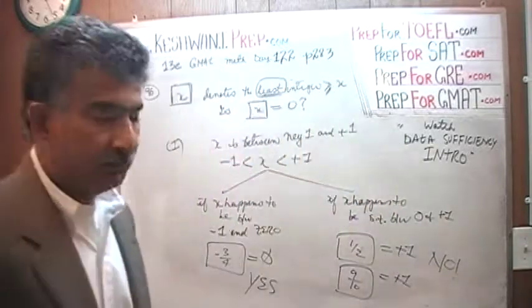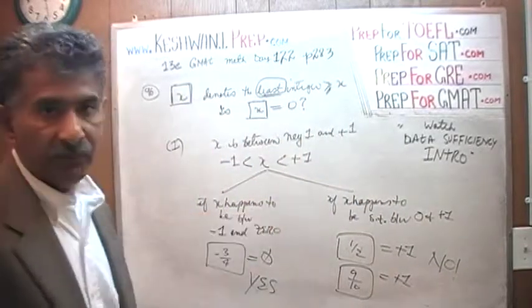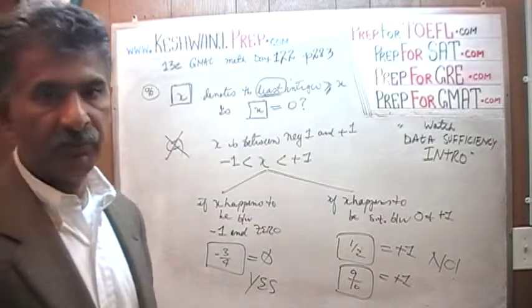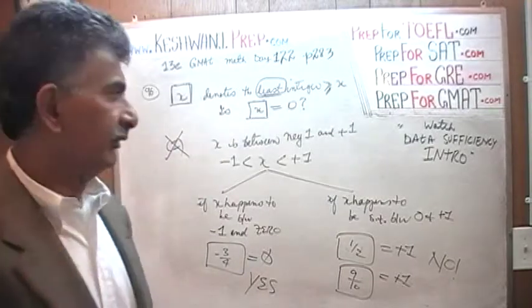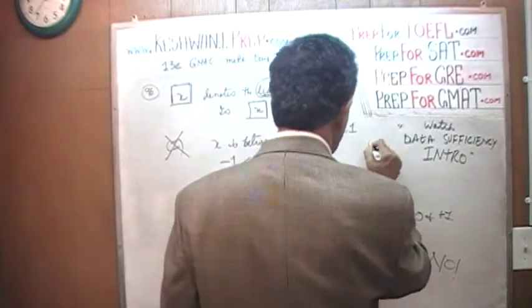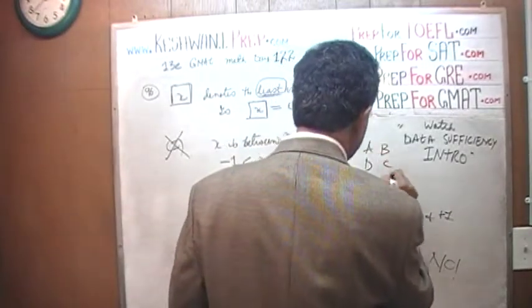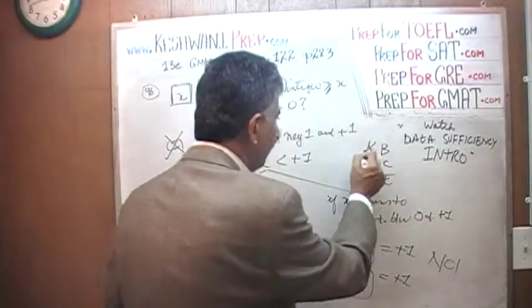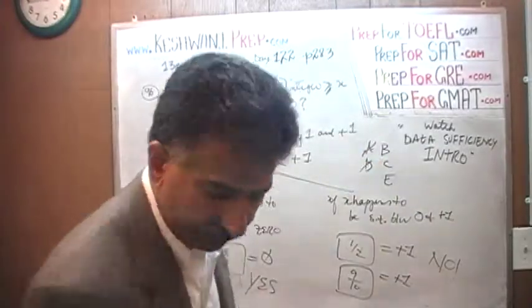We can't really tell, because it goes all the way from -1 to +1. So the first statement does not give us a definitive answer. First statement by itself is not sufficient. A, D, B, C, E. Because the first statement by itself does not work, the answer cannot be A, nor can it be D. Let's look at the second statement.